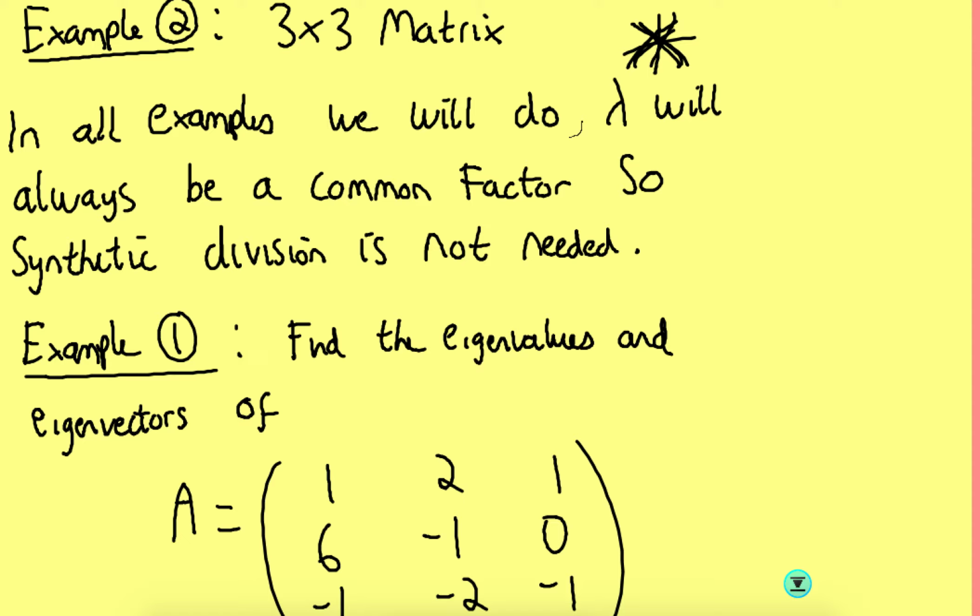Vectors. So last time we did eigenvalues and eigenvectors of 2 by 2 matrices. Today we're going to do eigenvalues of 3 by 3 matrices. Now, these could get quite tricky.